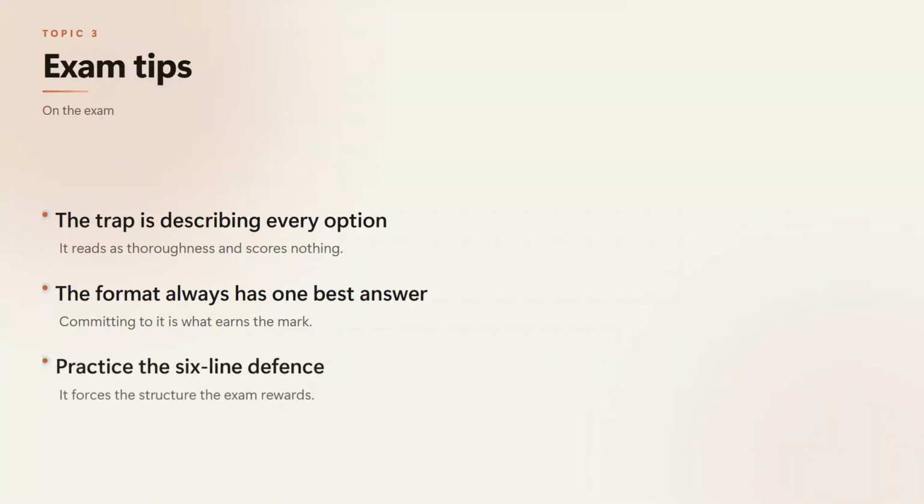This is testcraft. The exam trap is listing the options without choosing between them. It reads as thoroughness and scores as nothing because the format always has one best answer. Describing the trade-off space is the commonest way to spend 2 minutes and gain no mark. The 6-line defense is the structure that forces you to commit, name the constraint, and reject the strongest alternative, exactly what the exam rewards. Practice it until it becomes automatic.